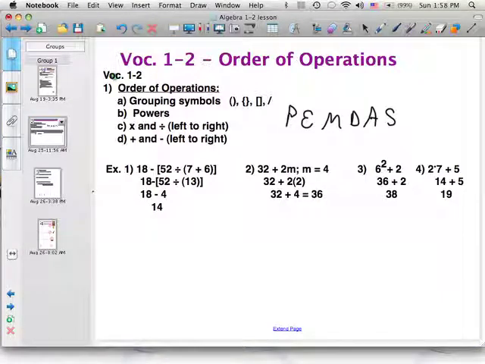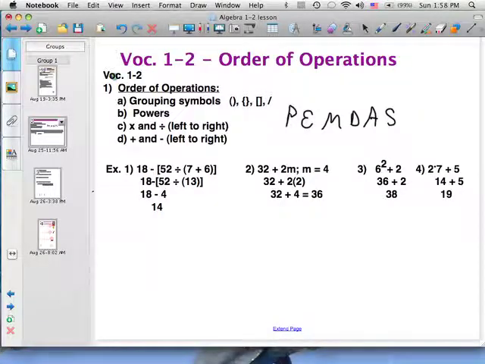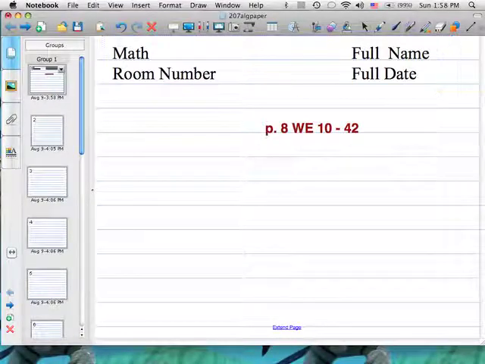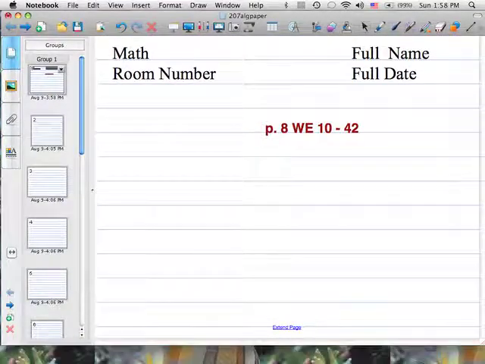And the last example, that is number 4, 2, and there's a dot, which means multiplication. 2 times 7 plus 5. Multiplication comes before addition, so we multiply, we get 14. Add 5, and we get 19.